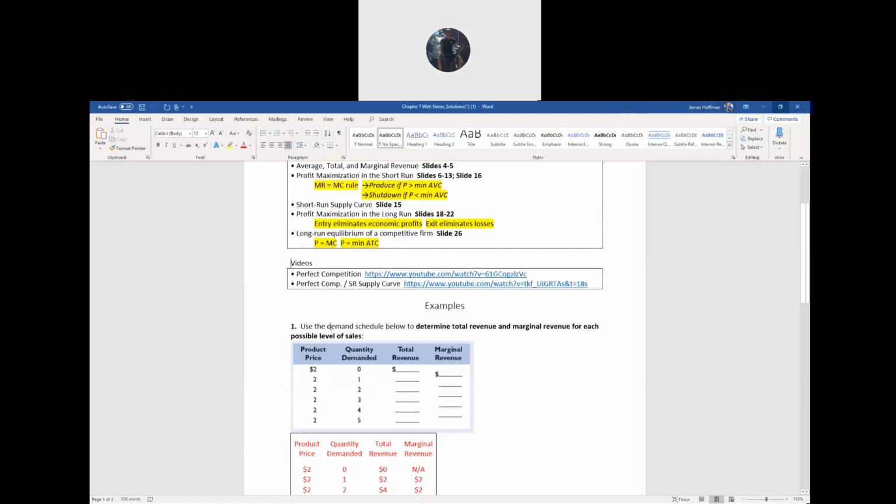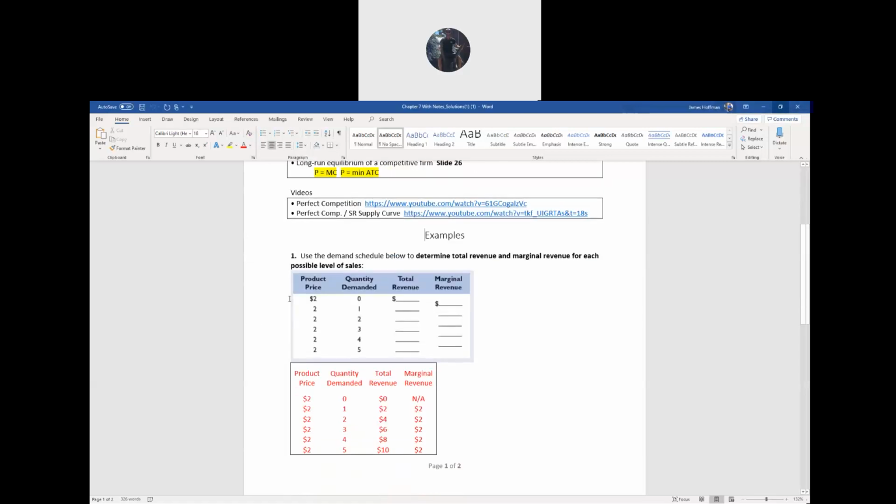Okay, so there's a couple optional videos you can look at for perfect competition, or pure competition, same thing. And another quick one on how the short run supply curve is graphically derived. You can look at those videos if you want. All right, let's look at a few examples.